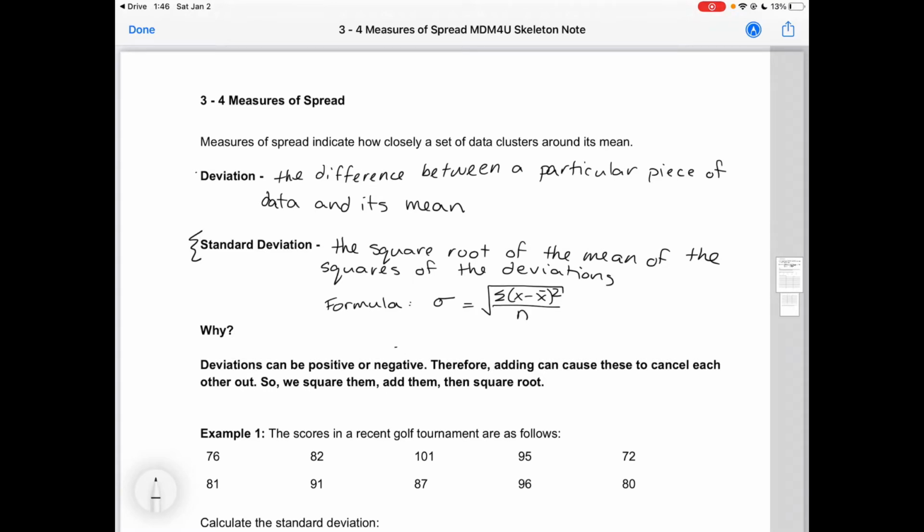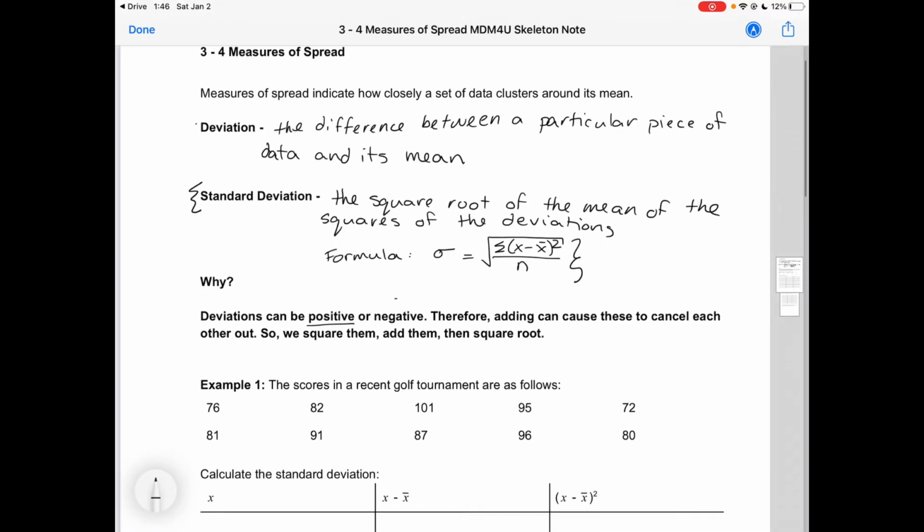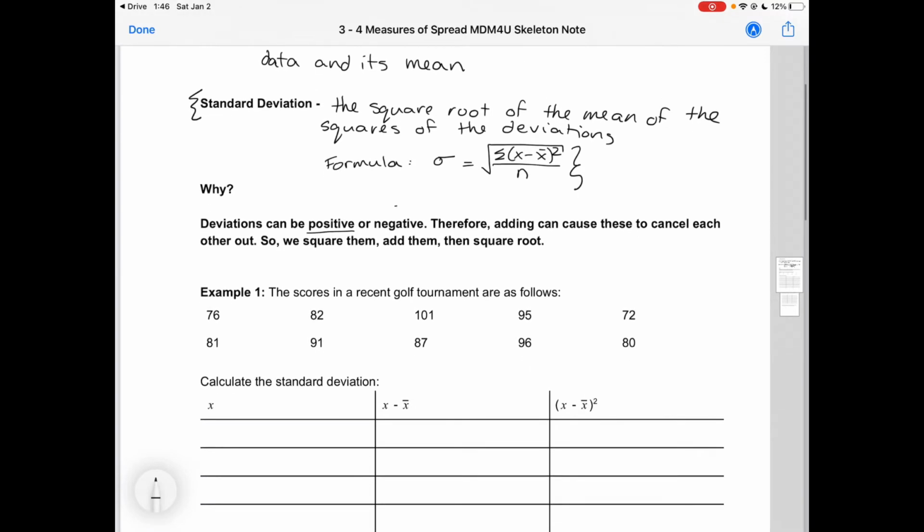So you might ask, why do we need to square the deviations to figure out the overall standard deviation of a data set? Deviations can be positive or negative because your data points can be above or below the mean. So if we add them together, they can cancel out, which doesn't give an accurate representation. So what we do is square them, add them, and then square root them together. This is a formula I will give you on a quiz or a test or assignment. You don't need to memorize it, okay? But we'll go through a couple examples of how to calculate it.